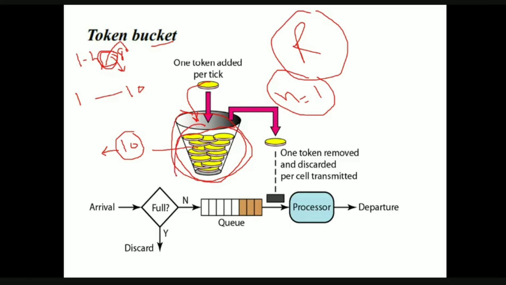If there is no token in this bucket, the source station is not able to send the data. Okay, so I'll make it more clear. For every byte the system is sending, it removes one token here. So one token is removed and discarded per cell transmitted. That is, one token will be added per tick and it is added to the available tokens. Now, for every transmission, one token is removed. So data is transmitted only while tokens are available in this bucket.